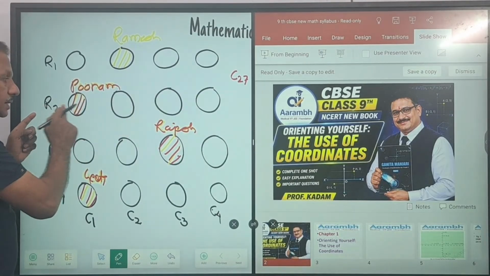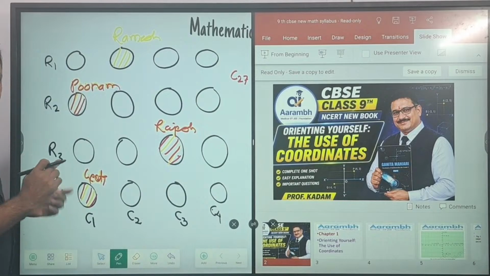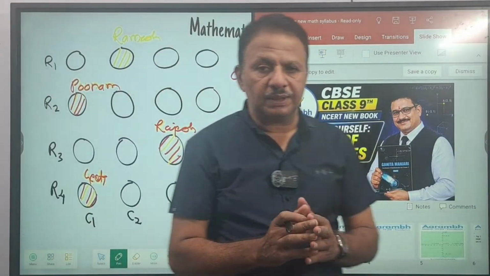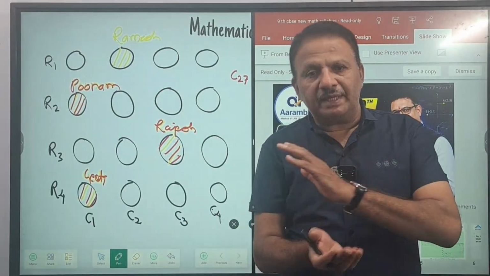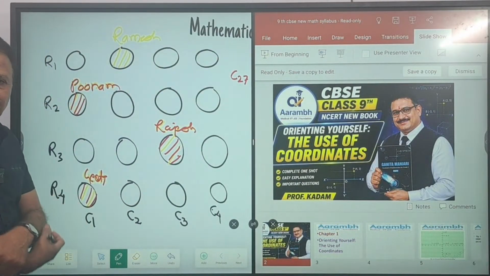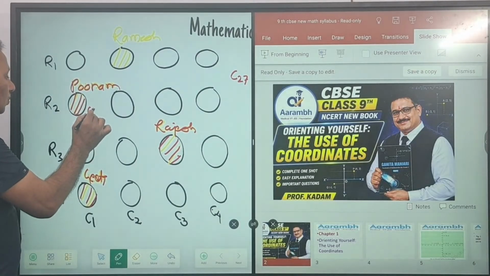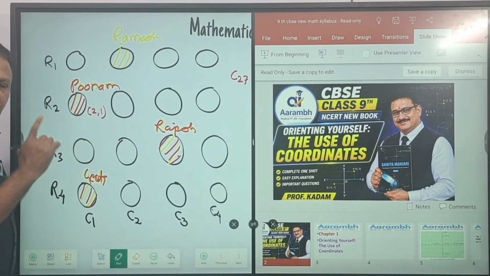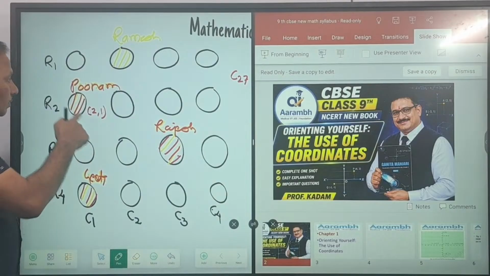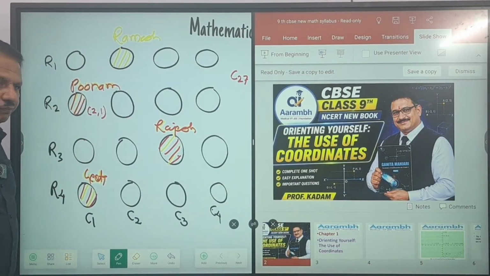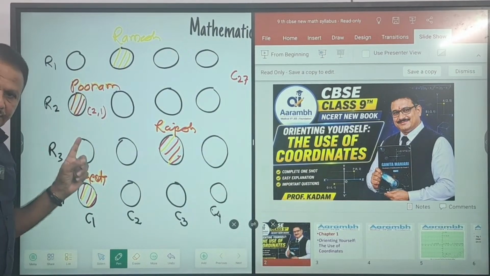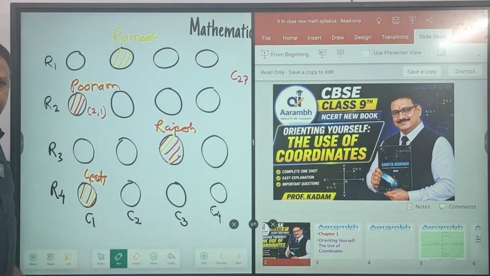Poonam is sitting in the second row and the first column. This is the statement of the non-mathematical person. A mathematical person will say it like this: the address or the coordinates of this Poonam will be 2, 1. 2 indicates the number of the row, 1 indicates the number of the column. It means that Poonam is sitting in the class in the second row and the first column.